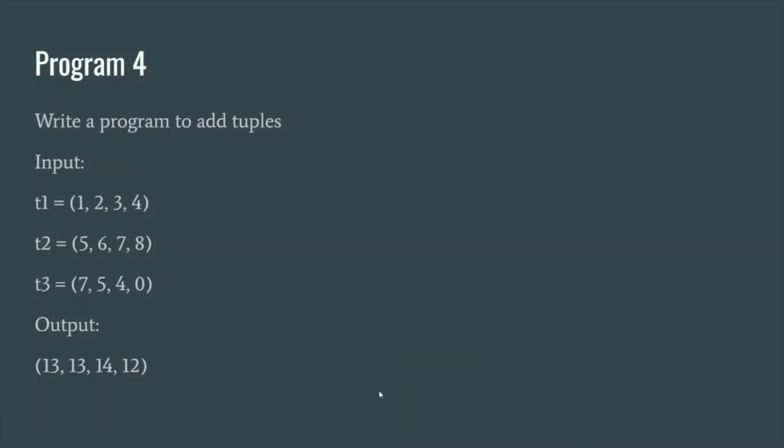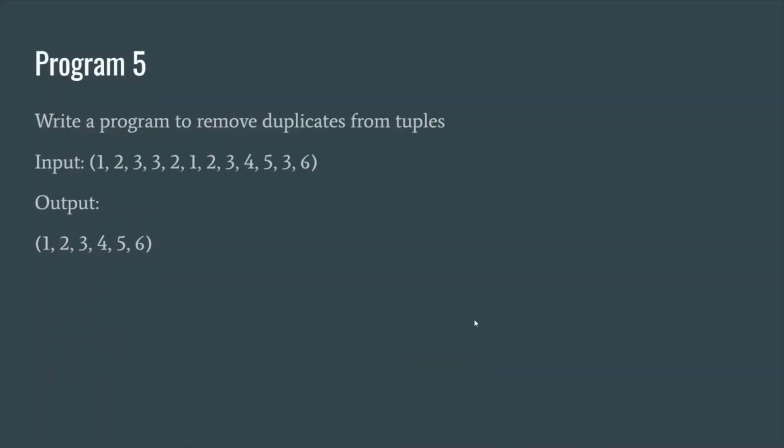So now moving on. This is the last program of the day, but if time permits, we can take one more example. For this, we have to remove duplicates from the tuples. In this tuple, 1, 2, 3 is repeated and 4, 5, 6 is not repeated, and the output will be 1, 2, 3, 4, 5, 6. Because every duplicate will be removed, we can convert it into a set. It will be much easier. Definitely, we can do this program.